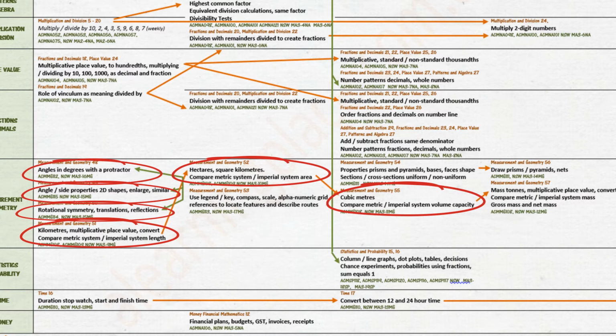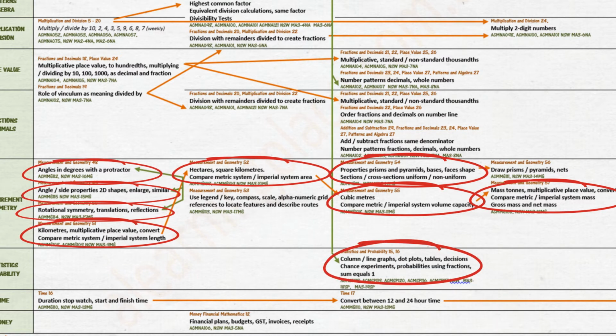Students investigate volume and capacity in cubic metres and mass in metric tonnes, using their understanding of multiplicative place value to convert between metric units of mass. Students also compare the metric and imperial systems for length, area, volume and capacity, and mass. They investigate properties of prisms and pyramids, and conduct chance experiments describing probabilities using fractions, and create graphs and tables.